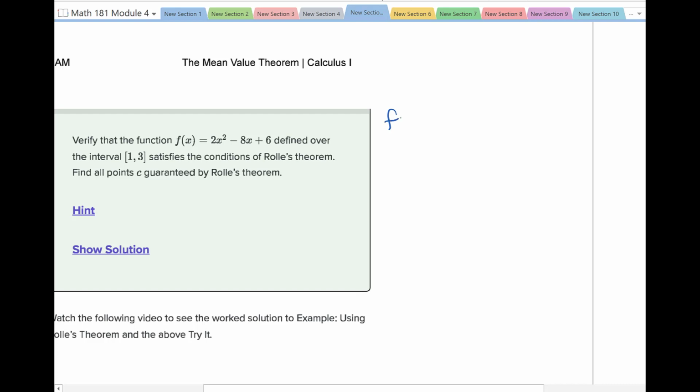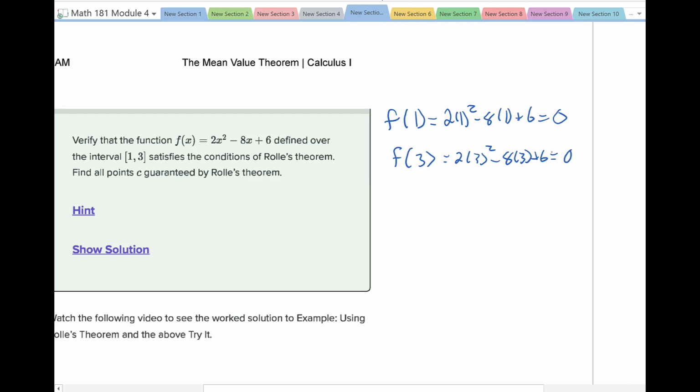So we're going to look at f of 1, and that's going to be 2 times 1 squared minus 8 times 1 plus 6. That's going to be 2 minus 8 plus 6. I think that's 0, isn't it? And then f of 3 is 2 times 3 squared minus 8 times 3 plus 6. That's going to be 2 times 9 is 18 minus 24 is negative 6 plus 6 is 0.